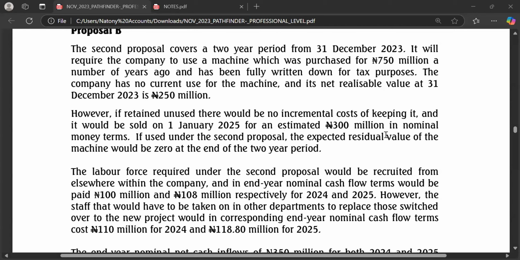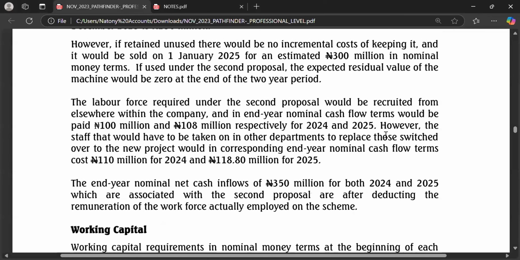So let's continue. The labor force required under the second proposal will be recruited from elsewhere within the company, and in the year-end nominal cash flows, will be paid 100 million and 108 million respectively in 2024 and 2025. So this is a nominal cash flow also, okay.